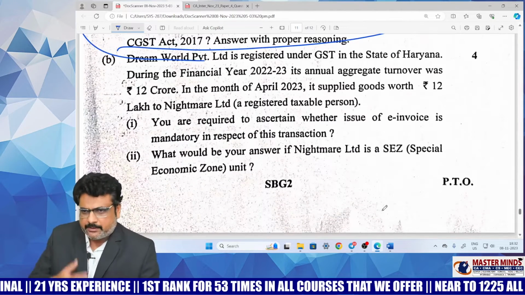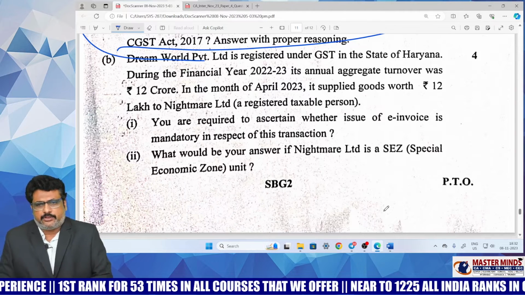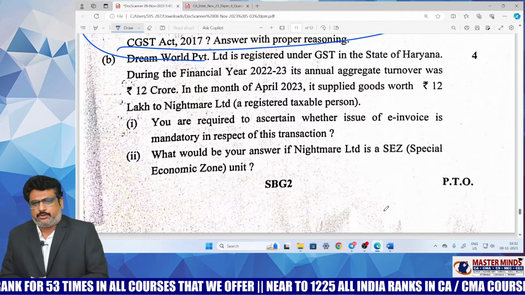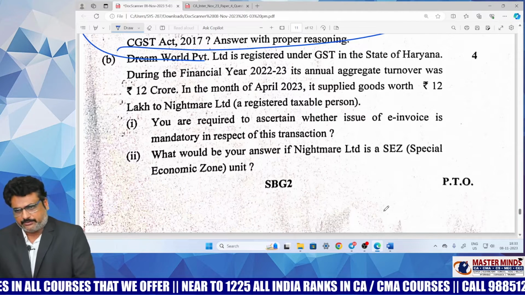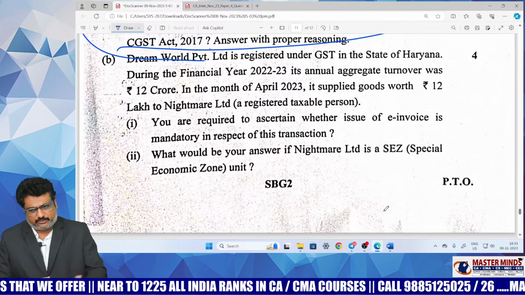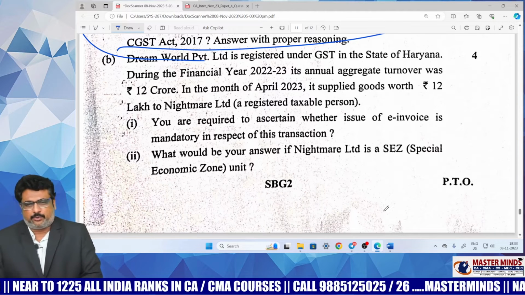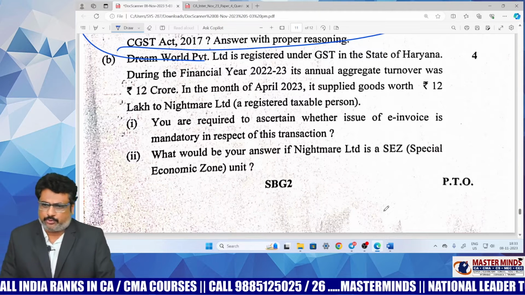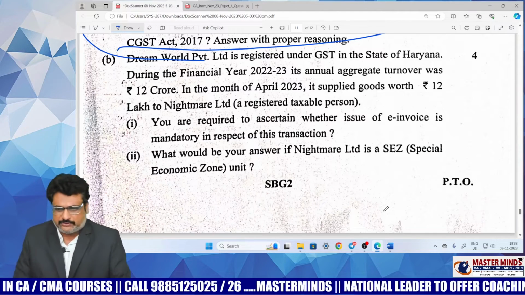The next one is: Dream World Private Limited is registered under GST in the state of Haryana. During the financial year 22-23, its aggregate turnover was 12 crores. In the month of April, it supplied 12 lakhs to Nightmare Limited, a registered taxable person. You are required to ascertain whether the issue of e-invoice is mandatory in respect of this transaction. Yes, ma'am, it is an easy question. If you learn the basic things about e-invoice, you can definitely answer these two questions. Whether it is applicable with respect to a special economic zone or not, both are easy questions. Definitely we can do that.